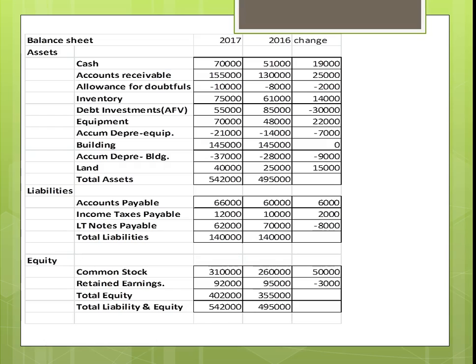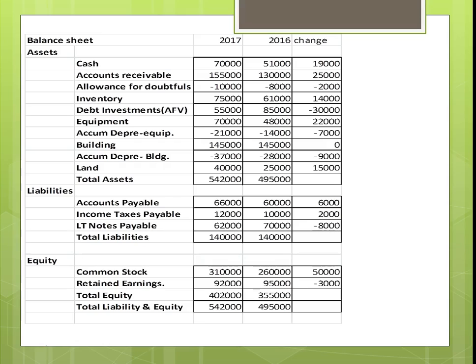So here in our example, we have a balance sheet, and in this case, we've shown the changes in the various accounts. And what we're going to explain is this $19,000. The cash went up by $19,000. And we're going to do the indirect method.